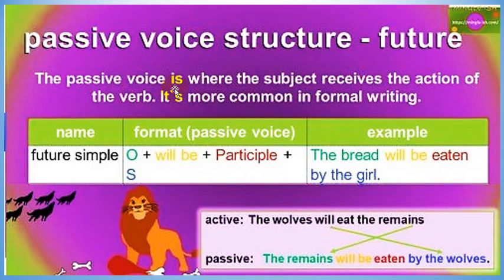Now we come to the passive voice structure in the future. Future simple: object زائد صيغة will be، قلنا ثابتة، زائد past participle زائد subject للجملة الأكتف. The bread will be eaten by the girl. The wolves will eat the remains. The remains، صيغة ثابتة will be، past participle eaten، by subject the wolves. The remains will be eaten by the wolves.